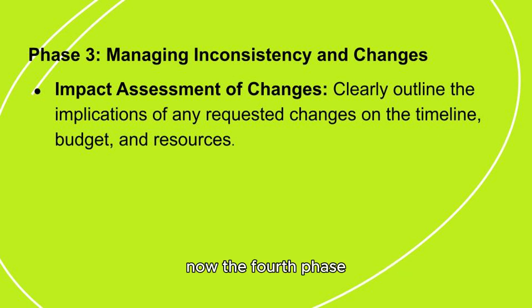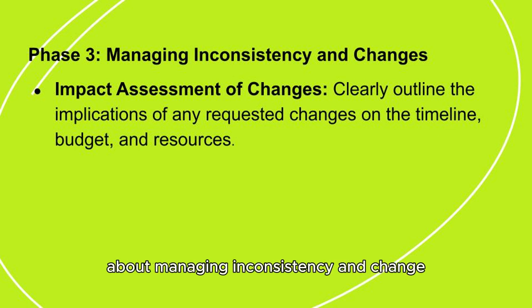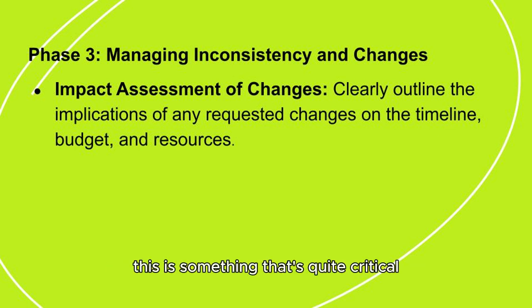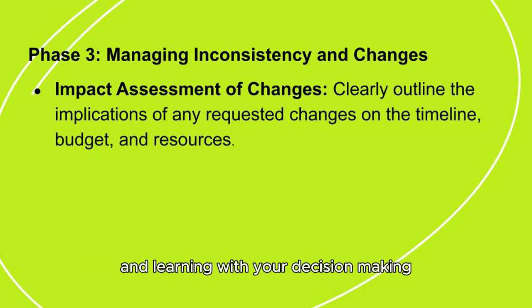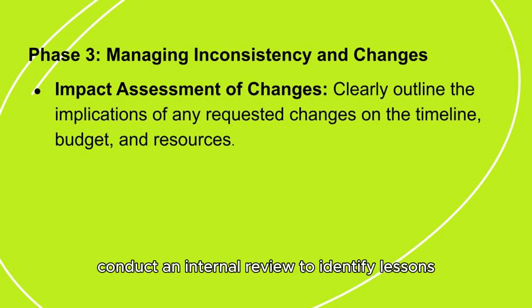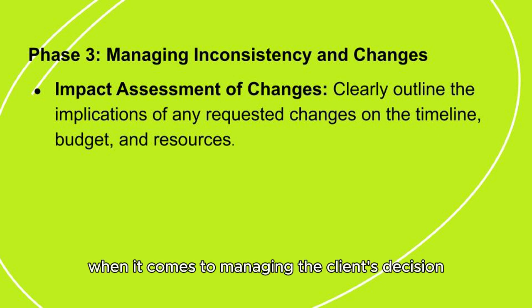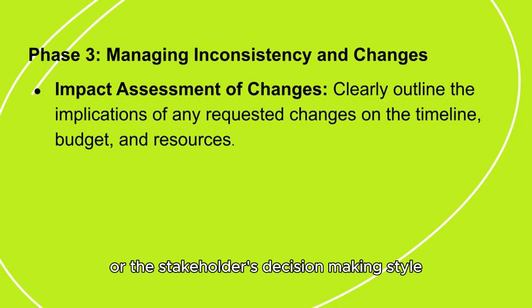Now, the fourth phase, after having all these discussions about managing inconsistency and change, is something that's quite critical, but I do think it will help the team as they go forward. How do you have continuous improvement and learning with your decision making and project management? It is to have a post project review. So after the project concludes, conduct an internal review to identify lessons when it comes to managing the client's or the stakeholders' decision making style.